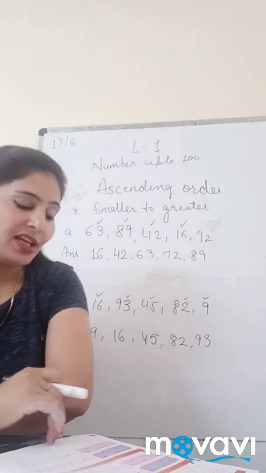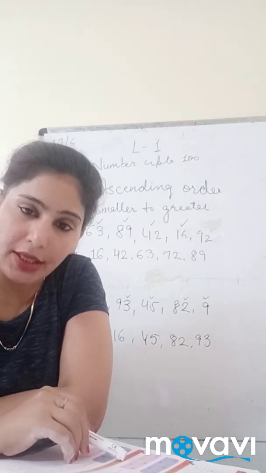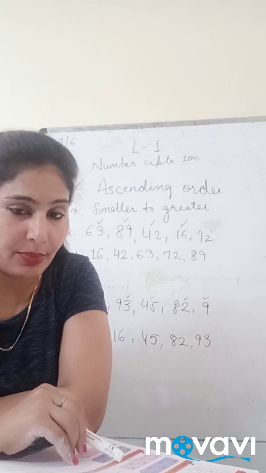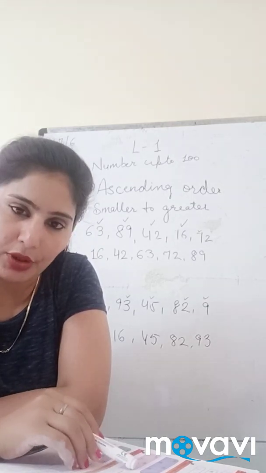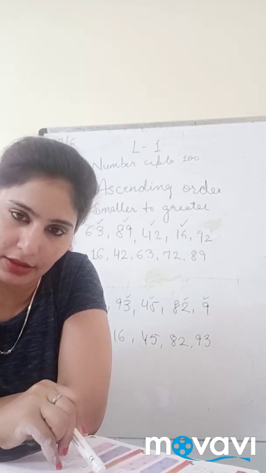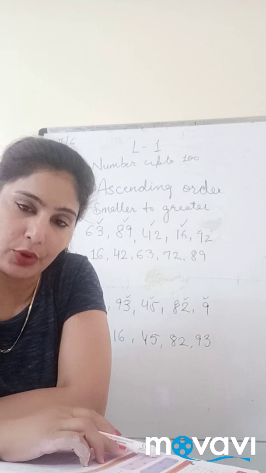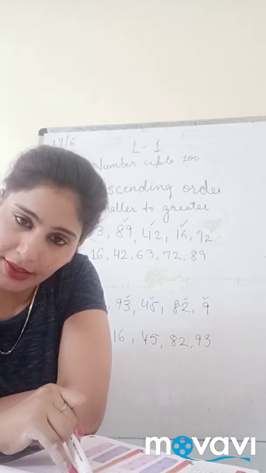In the next question we have 47, 89, 39, 74 and 98. Now we will find out that the smallest number is 39. Our smallest number is 39, so I'll put a tick on 39 and then write it in the block. Now the next number is 47. I'll put a tick on 47 and then write 47 in the next block.